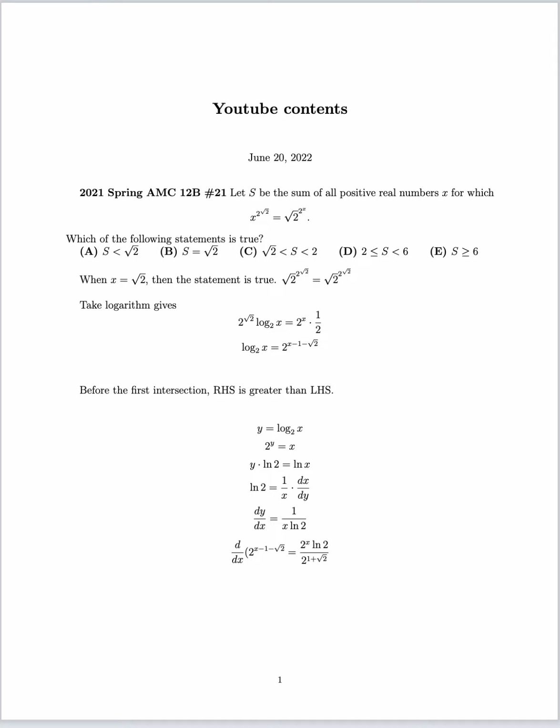I'm missing a parentheses. Okay, so we want to compare these two. When x is equal to square root of 2, then ln of 2 is approximately like 1/2, no, it's greater than 1/2.